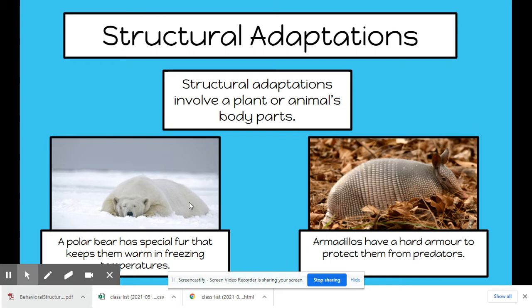On the right, we have an armadillo. Never seen one up close. Have any of you? They have a hard armor to protect them from their predators. They were born with that hard shell on their back to protect them. So it all involves their structure, how it was built, how it was born. Okay.